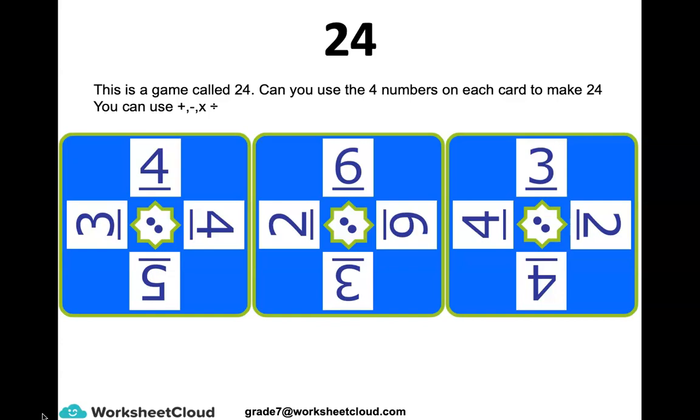Okay, so for example, on the first one I would say 4 times 4 is 16. 16 plus 3 is 19, and 19 plus 5 is 24. Perhaps there's another way that you can go about working it out. So remember, see how many different ways you can get to 24, and that's the second part of the challenge.